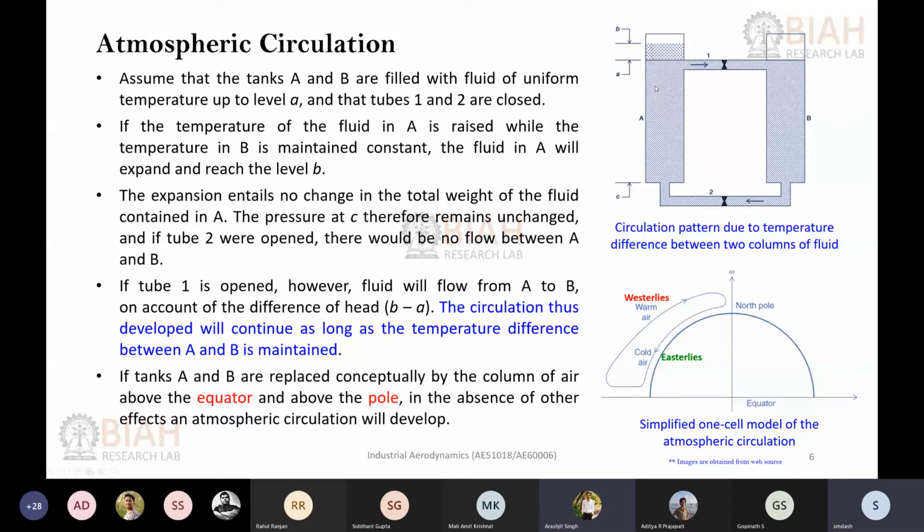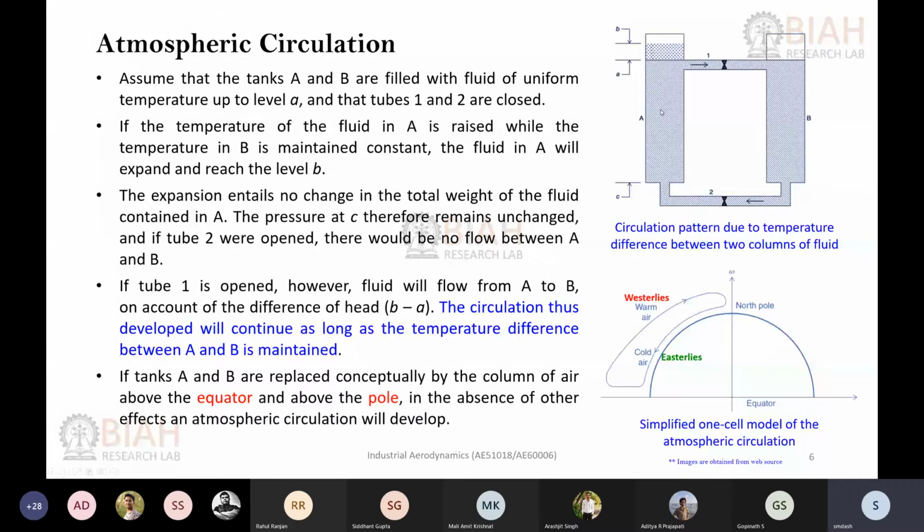Okay, so let's see, if you have two tanks A and B, as you can see here. At the beginning, they are connected by two limbs, and there are two valves which are closed. Both tank A and B have the same fluid and equal mass or equal weight. The temperature is also the same.